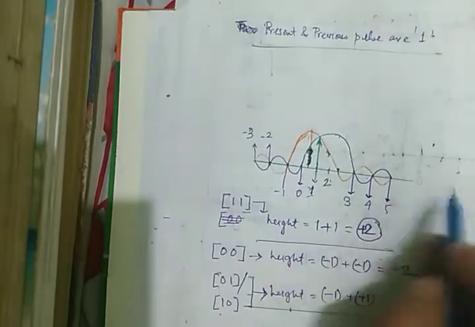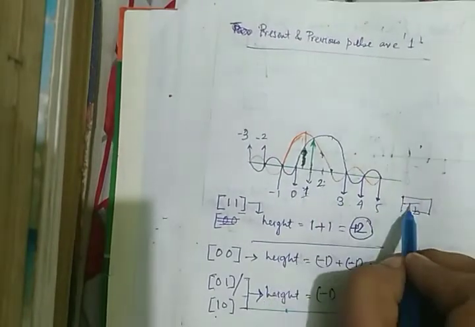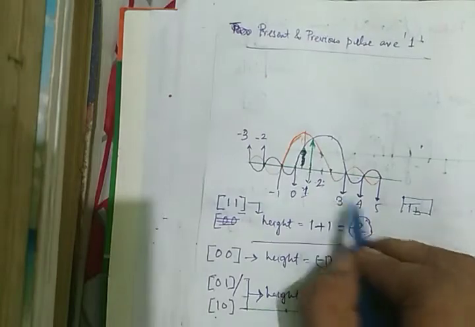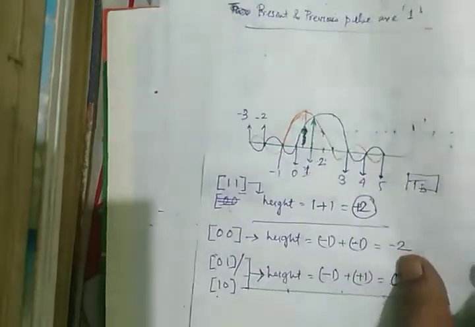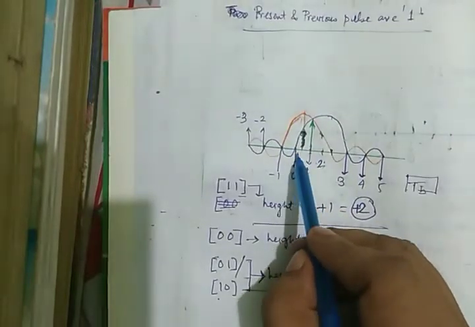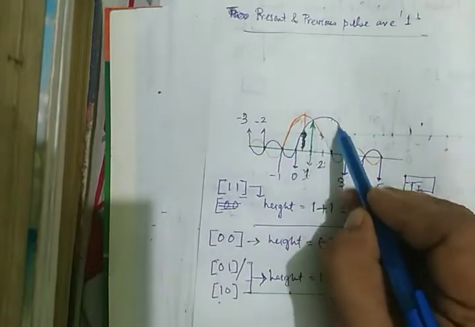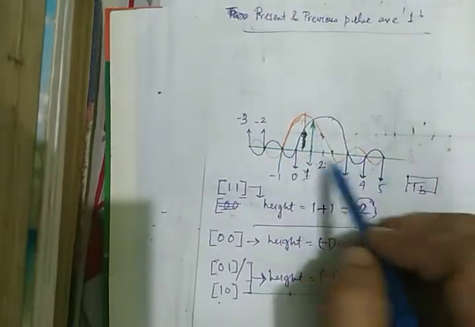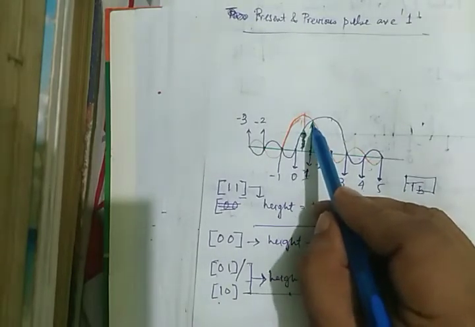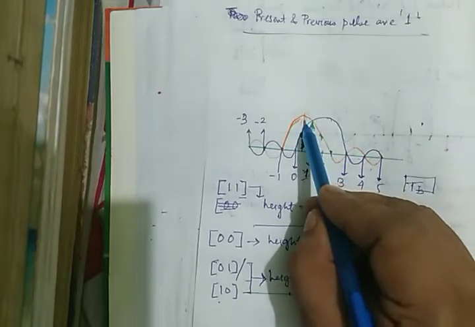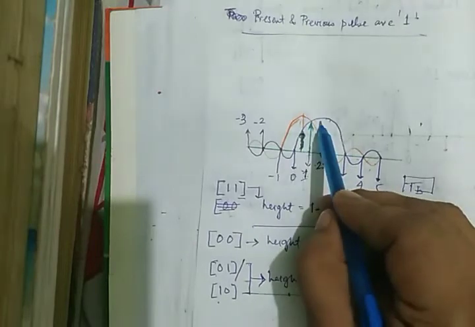So here I have not mentioned the TB explicitly. So you assume this is 1 means 1 TB, this is 2 means 2 TB, this is 3 means 3 TB. I have not mentioned TB explicitly for simplicity, but you assume it. Now see, at the sampling instant, we are trying to sample the present pulse, which is the blue pulse. Here you see, at the sampling instant, the amplitude of the present pulse and the previous pulse is almost the same.